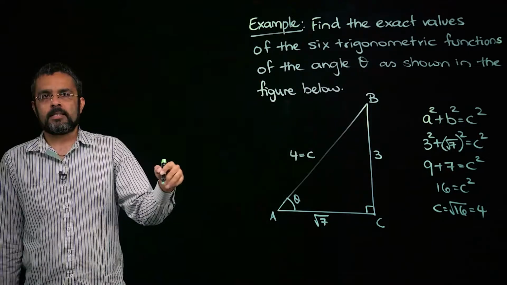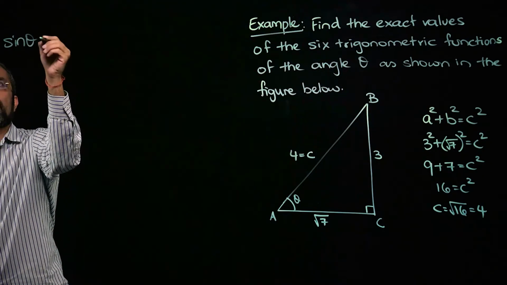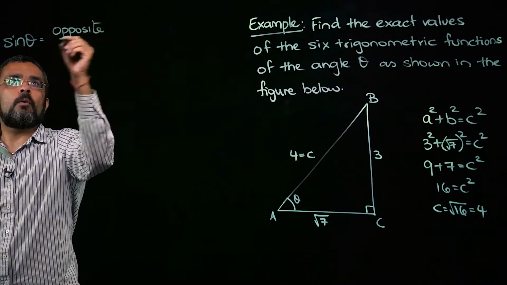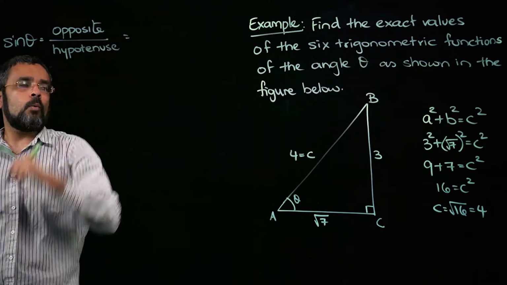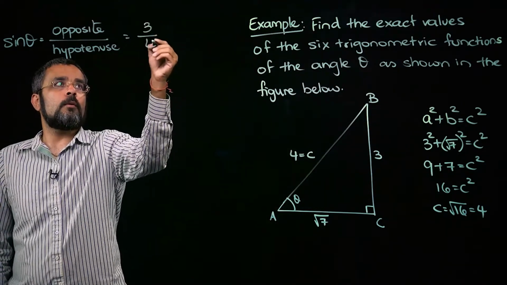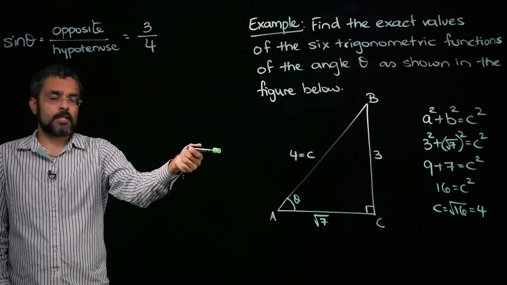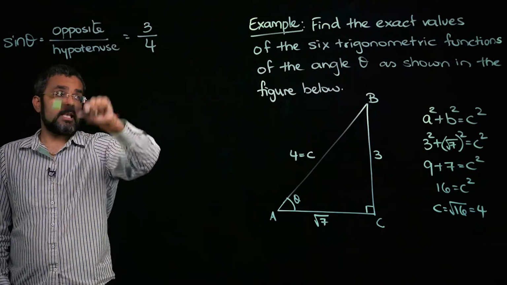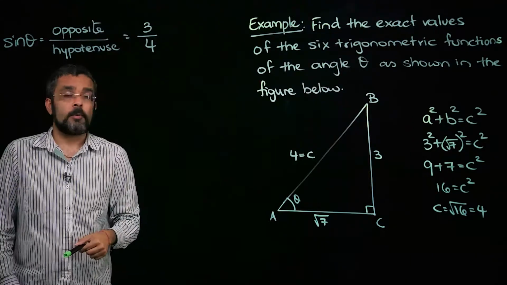And now that I have all three sides, I can go ahead and use my definitions for my functions. So I know that sine theta is going to be opposite over hypotenuse, which is equal to, opposite is 3, hypotenuse is 4, so this is going to be 3 over 4. Now notice here that sine cannot be negative because I have sides of a triangle and I cannot have negative lengths, right? So in this case, my function values are going to come out to be positive.